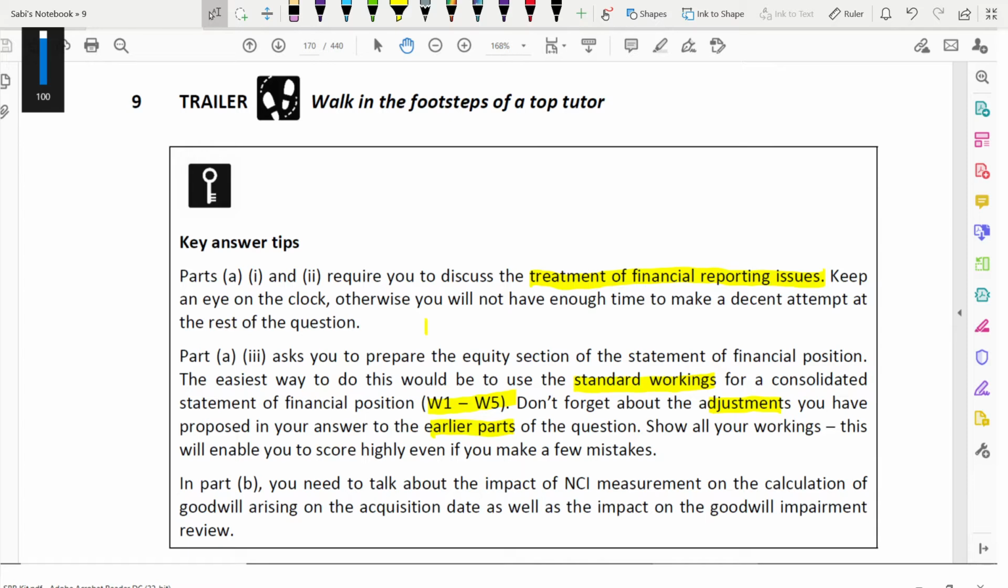That's why. So show all your workings. This will enable you to score highly even if you make a few mistakes. All your workings should be shown. Even if your final answer is wrong, don't worry, only 1 mark you will lose.